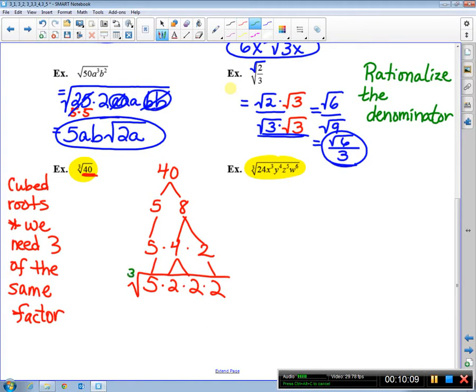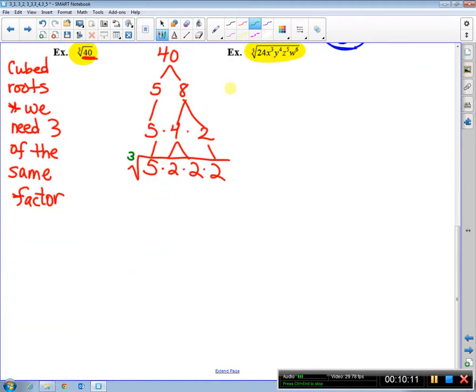Do that in a different color. Let me pop this up. Cubed root of 40. So we need 3 of the same factor. Here they are, to bring it out. So a 2 comes out and the 5 remains underneath the cubed root. Don't forget your index, the little index of 3.